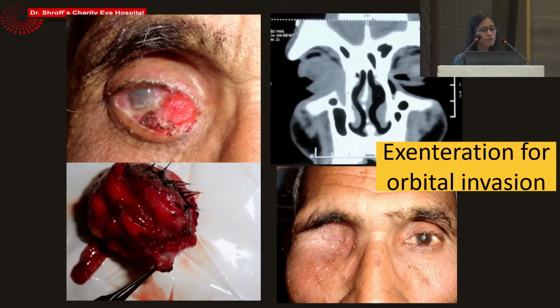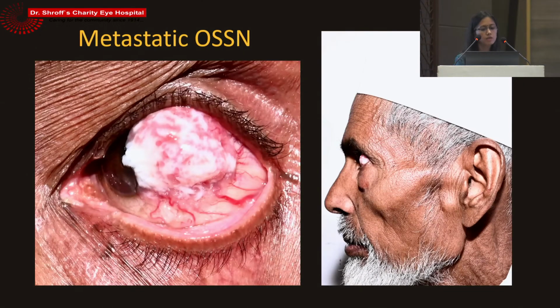If there is an orbital invasion, these patients have to go in for an exenteration, usually an anterior orbital exenteration. And rarely, OSSN is generally not a disease which is very invasive or metastasizes beyond the local areas. But sometimes this was a small tumor in the eye to begin with, not very big, but at presentation, this gentleman had a preauricular lymph node involvement, which was positive on FNAC. So possibly these are some of the variants which are more aggressive.